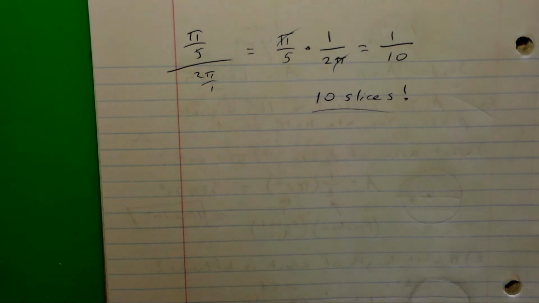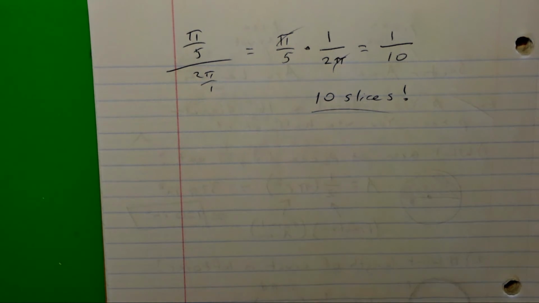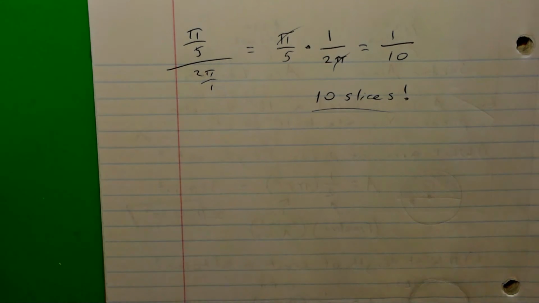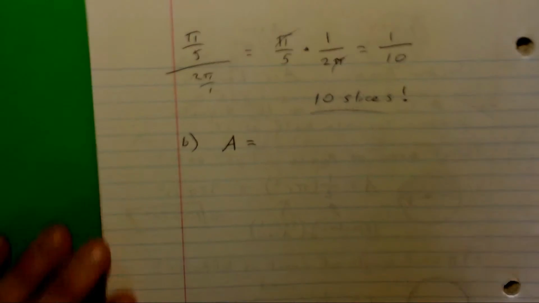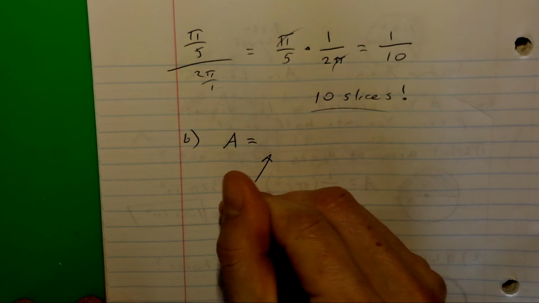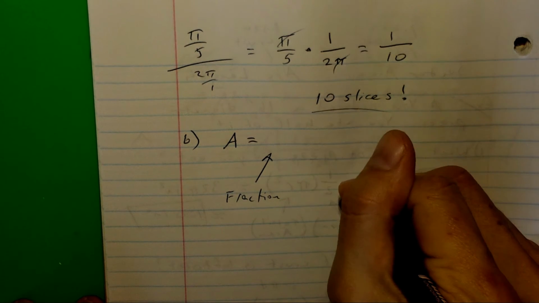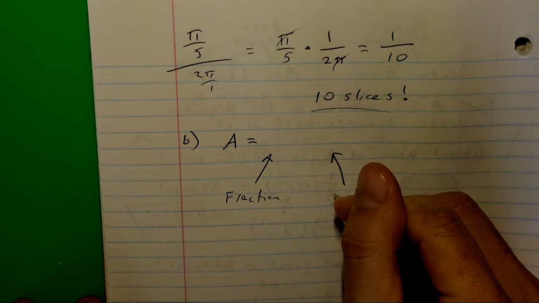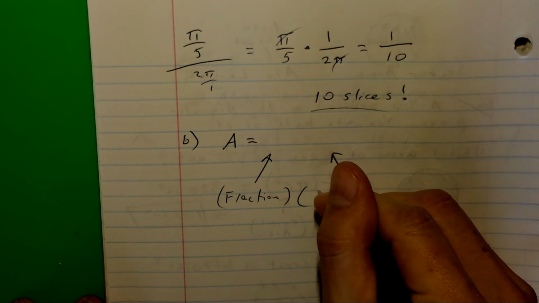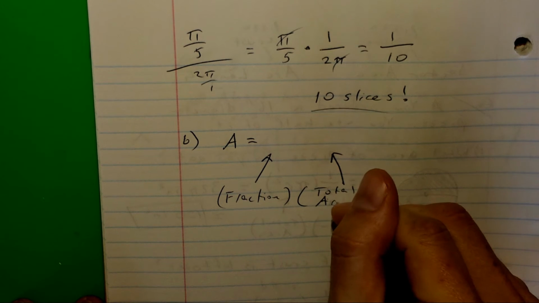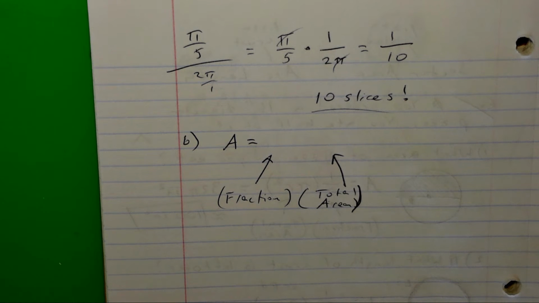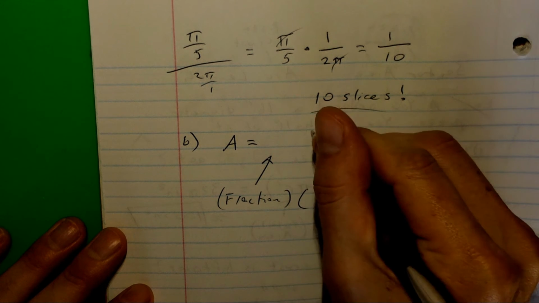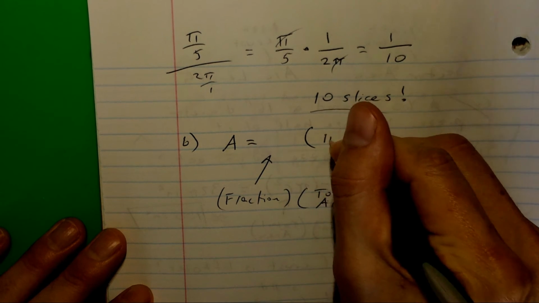Okay. The second question was, give the area of each slice. So we said the area is always going to be some fraction of the entire area. What fraction of the area is each slice in this case? Yeah, it's 1/10. And the total area is pi r squared.